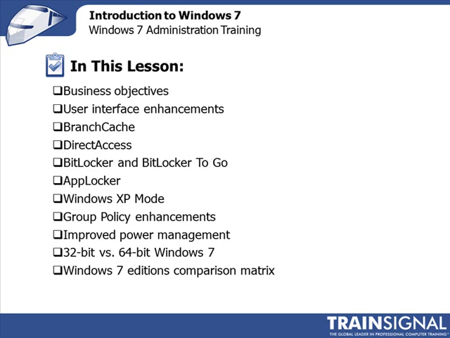Starting with user interface enhancements, then moving on to what's called branch cache, then direct access. Branch cache and direct access are technologies that will help remote offices and mobile workers in great ways. BitLocker and BitLocker to Go are next up on the agenda, and they're ways that GlobalMantic can increase the overall security of the desktop and mobile computing environment.